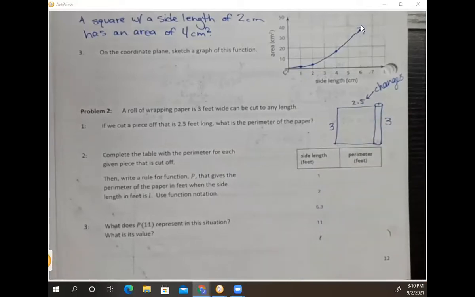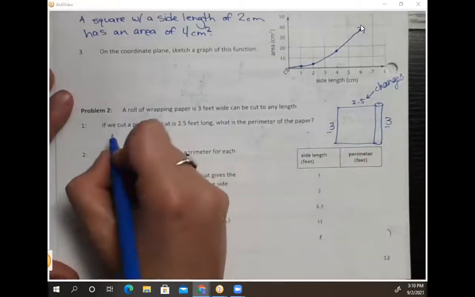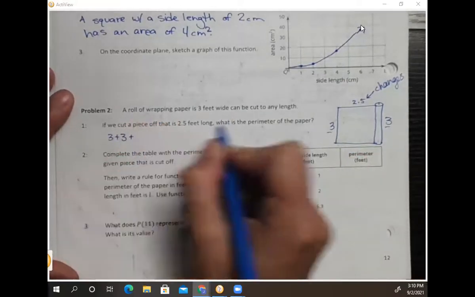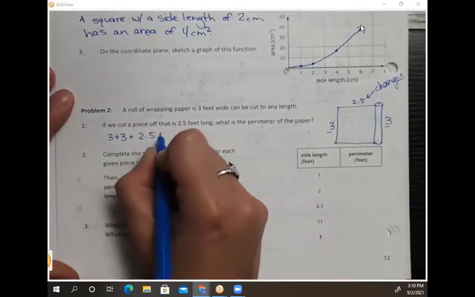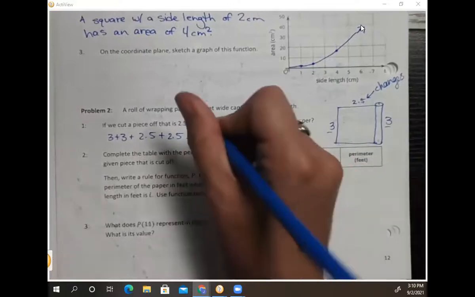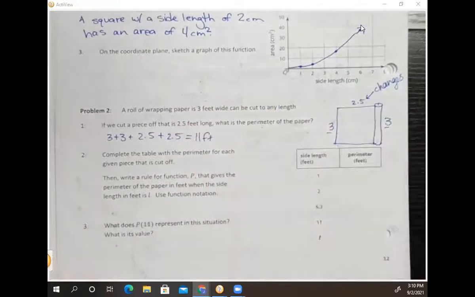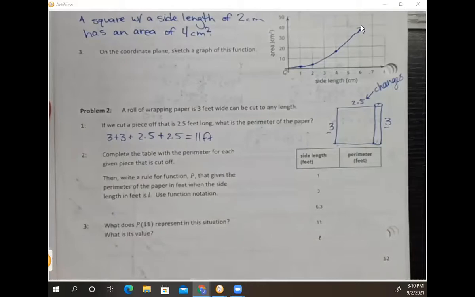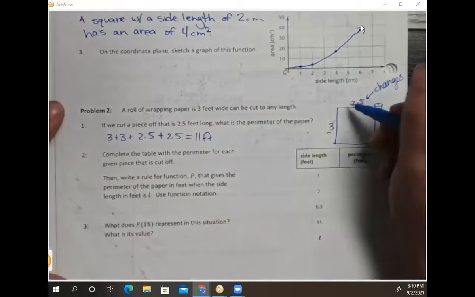What would be the perimeter of the paper that I've got? How do I find perimeter? Let's start there. Add up all the sides, yep. So I'm going to have 3 and 3, and then plus 2.5, plus my other 2.5. So we'd have a perimeter of 11. Yeah? Okay.